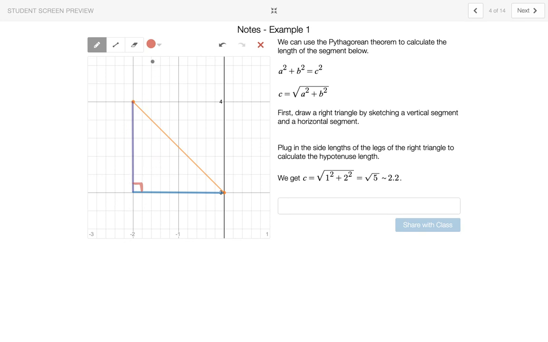So we see that the vertical segment has a length of 1. The horizontal segment has a length of 2. So we can use the Pythagorean theorem to solve for the hypotenuse length. We know that c squared is equal to 1 squared plus 2 squared. And solving for c gives us c is equal to the square root of 1 squared plus 2 squared, which is the square root of 5, around 2.2. And we can just say that work is shown in sketch.